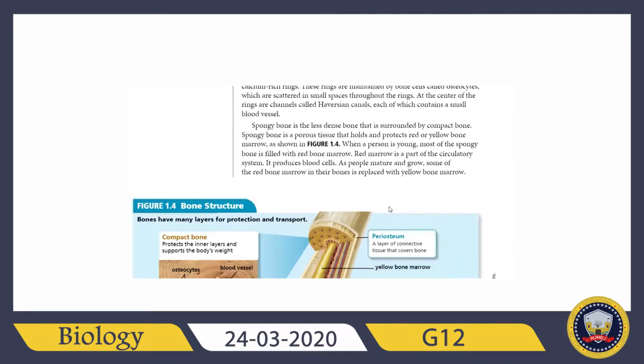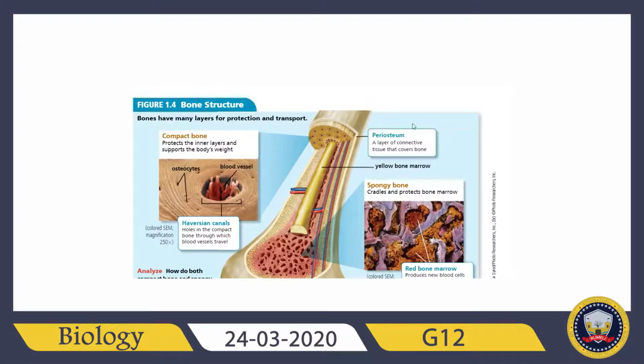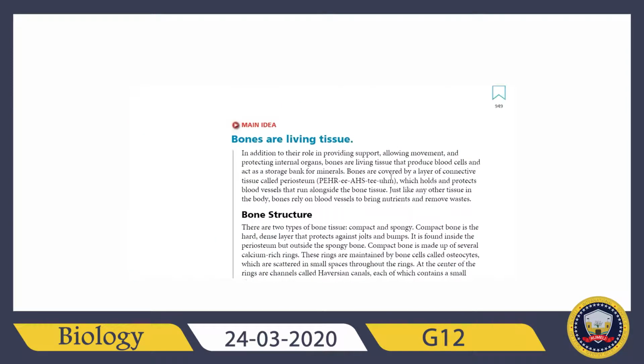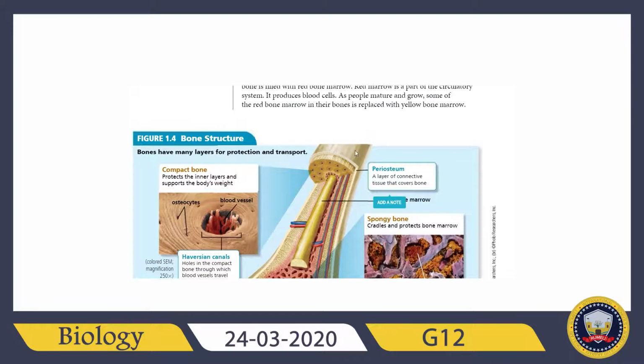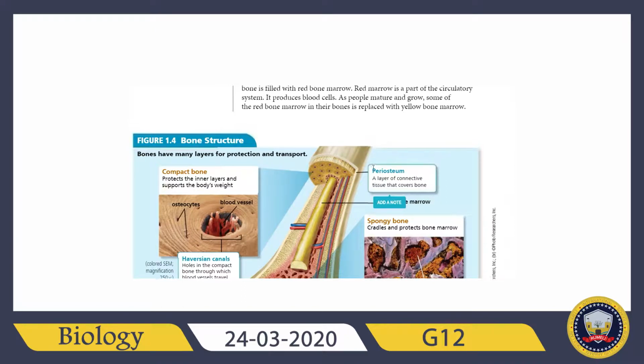Bones generally, guys, are covered by a very thin layer called periosteum. It's a connective tissue. This layer covers the bone and holds and protects blood vessels that run alongside the bone tissue. Okay, so this is the periosteum, a very thin layer. It's not the bone itself, it's a thin connective tissue.